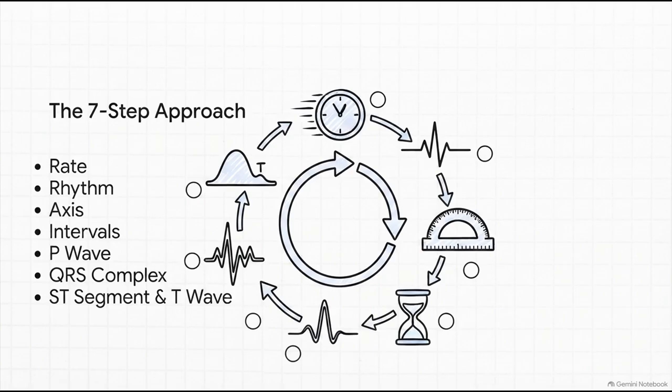So this exact 7-step checklist is our foundation. We're going to move methodically, starting with basic rate, then rhythm, axis, intervals, the P wave, the QRS complex, and finally, the ST segment and T wave. By committing to this exact sequence every single time, we safely navigate from just checking basic heartbeats all the way up to diagnosing complex myocardial infarctions without missing a beat.